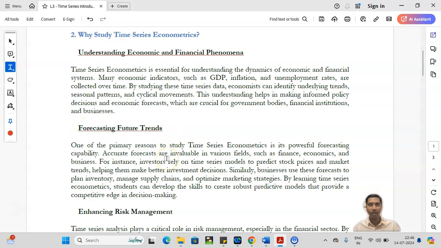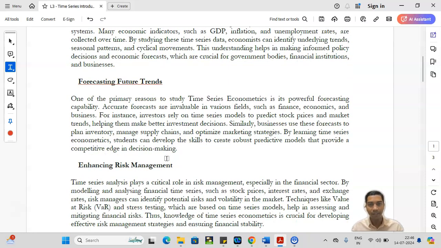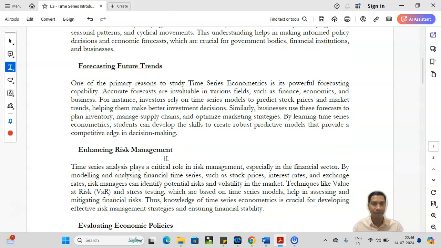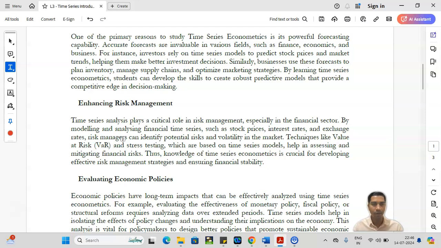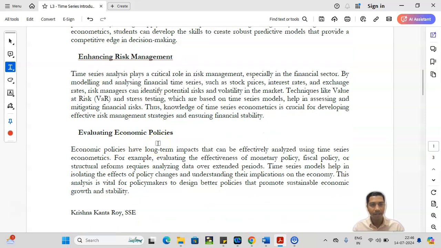Basically, we try to understand the current trend, and then we try to forecast the future. Time series is a very important technique for forecasting. Another area, especially in finance, is risk management, or how using time series variables we can calculate risk and stress testing over a period of time. So that is one area where we study time series.